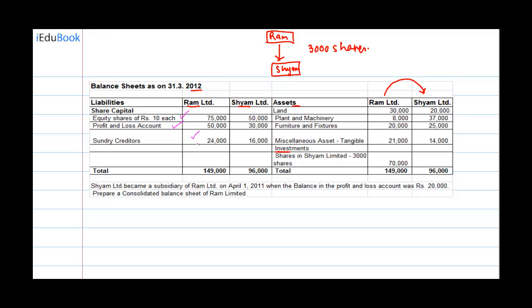Sham Limited became a subsidiary of RAM Limited on April 1, 2011, and we have the balance sheet as on 31/3/2012, when the balance in profit and loss account was 20,000. So on the date of acquisition, the profit and loss balance was 20,000. You are required to prepare the consolidated balance sheet of RAM Limited.